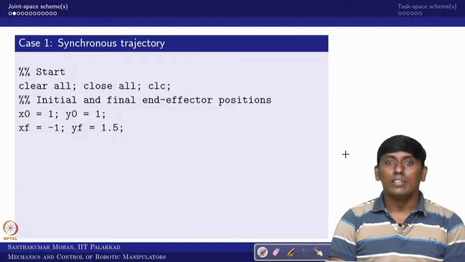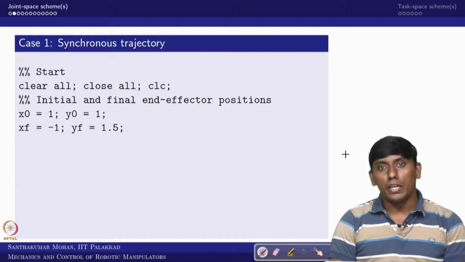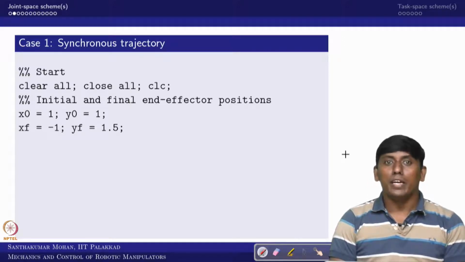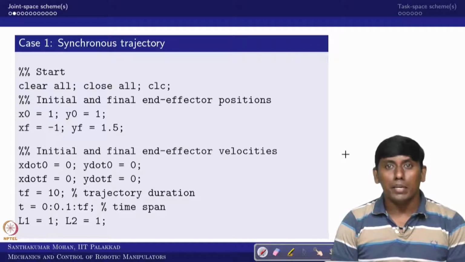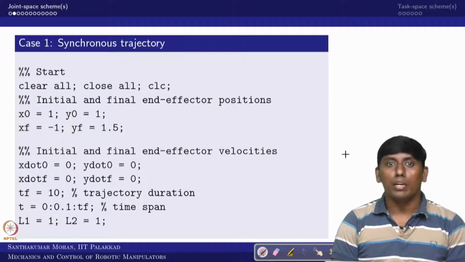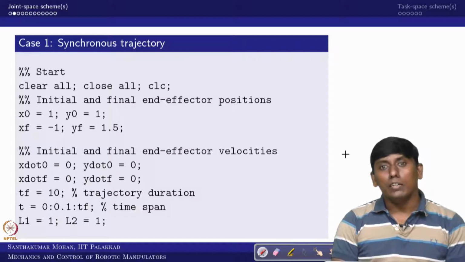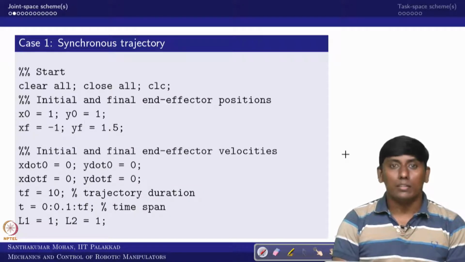The first one is synchronous, where we take the initial position and final position of the end effector. From there we can use the inverse kinematics to calculate theta 10 and theta 1f, all those things. In that connection, even the initial and final end effector velocity can be given, because that is what the cubic polynomial is all about. If that is the case, we can use the Jacobian, in the sense the differential kinematics, where we choose the inverse differential kinematics.